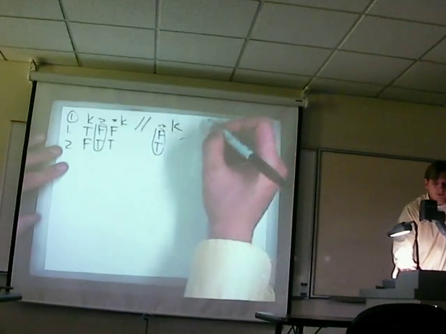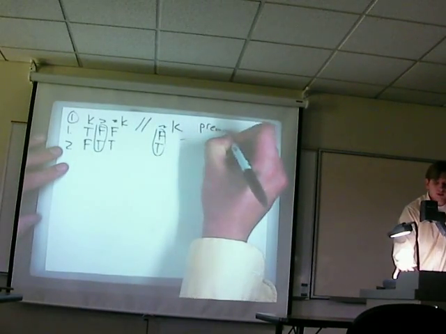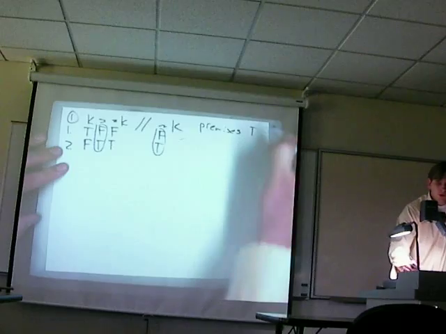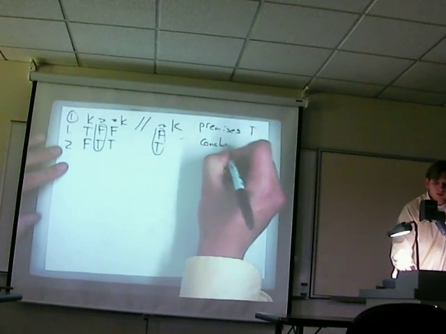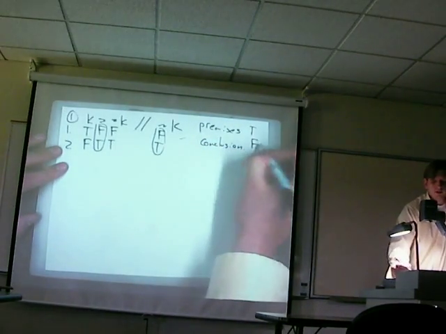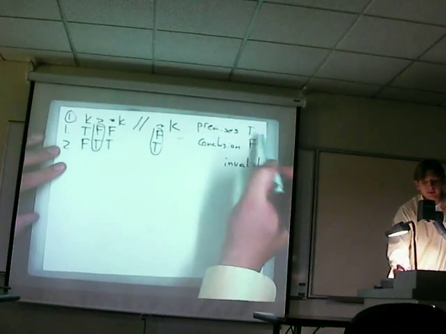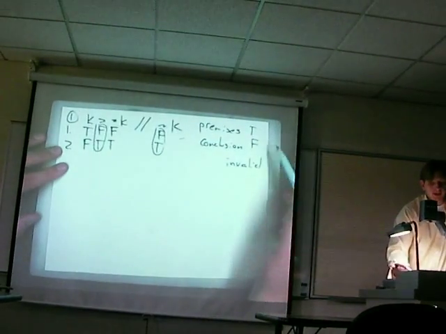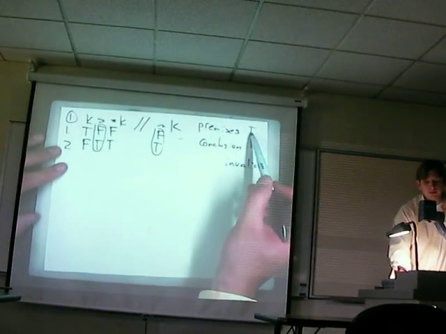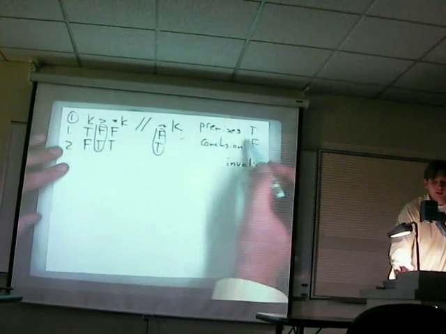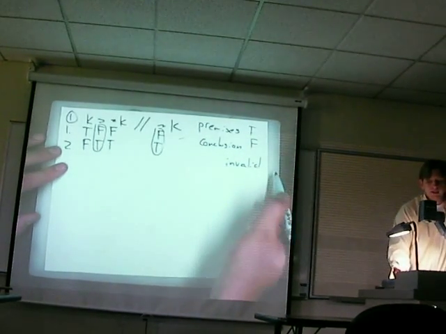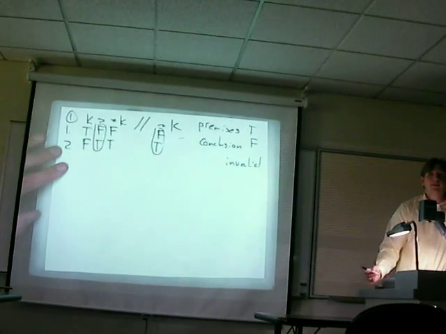If it is possible for the premises to be true and the conclusion to be false, then that's the very definition of invalid. If there's a single line where every single premise, no matter how many there are, turns out to be true and the conclusion turns out to be false, then it's invalid. So that's the special case that we're looking for.